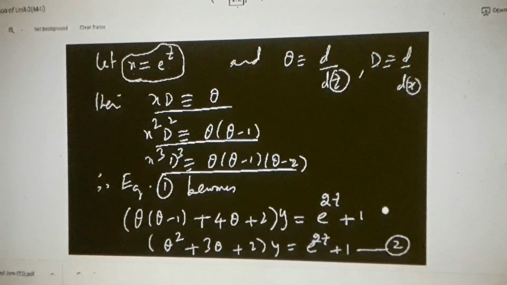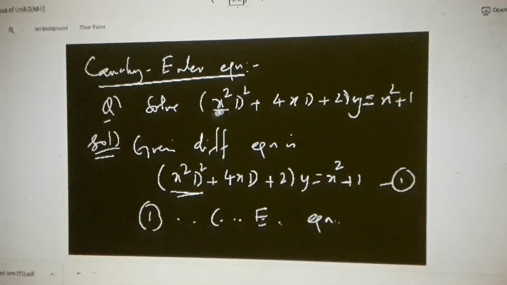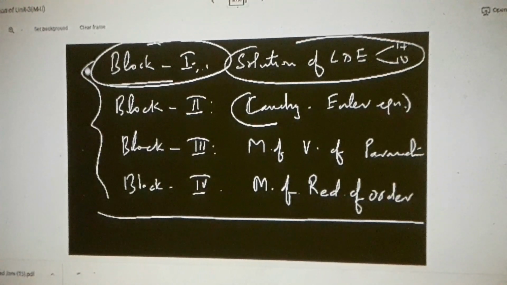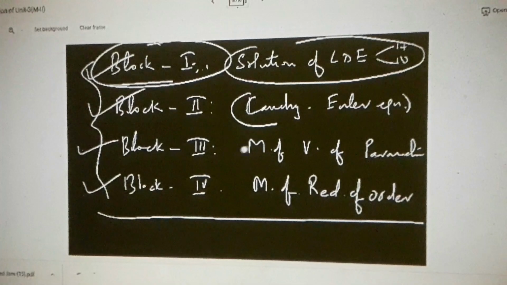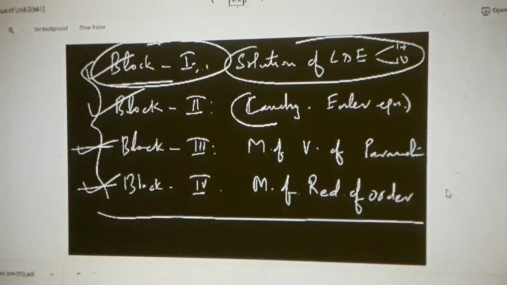So this is how we dealt with the Cauchy-Euler equation. The Cauchy-Euler equation has variable coefficients, but it is reducible to constant coefficients. So we have done this part. Now in a short time we will touch these two, and my point is don't touch these two methods unless and until it is asked in the examination: method of variation of parameters and method of reduction of order.